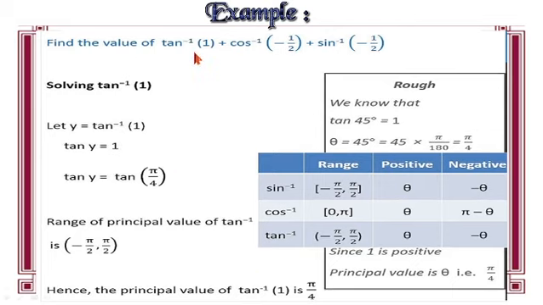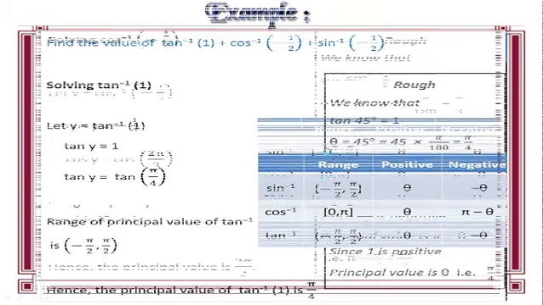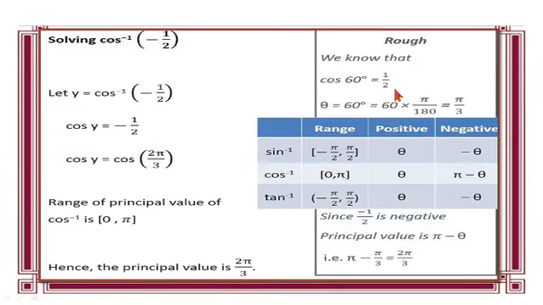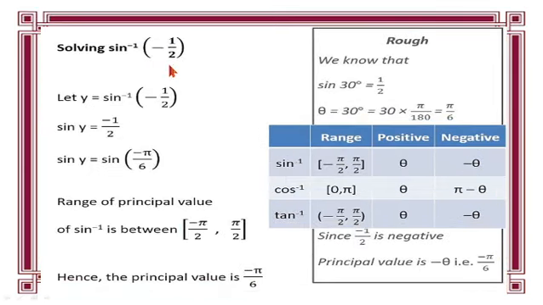Next is find the value of tan inverse 1 plus cos inverse minus 1 by 2 plus sine inverse minus 1 by 2. As we have just calculated, the value of tan inverse 1 is pi by 4. Cos inverse minus half: same way we will calculate half first of all in radian, pi by 3, and the angle is negative, so the answer should be pi minus theta. Pi minus pi by 3 is 2 pi by 3. Next is sine inverse minus 1 by 2. Sine inverse and the angle is negative, so it should be minus of theta, it means minus pi by 6.